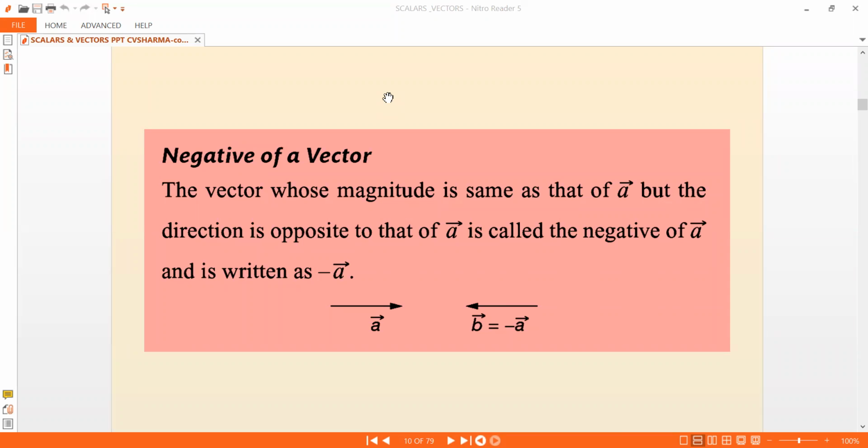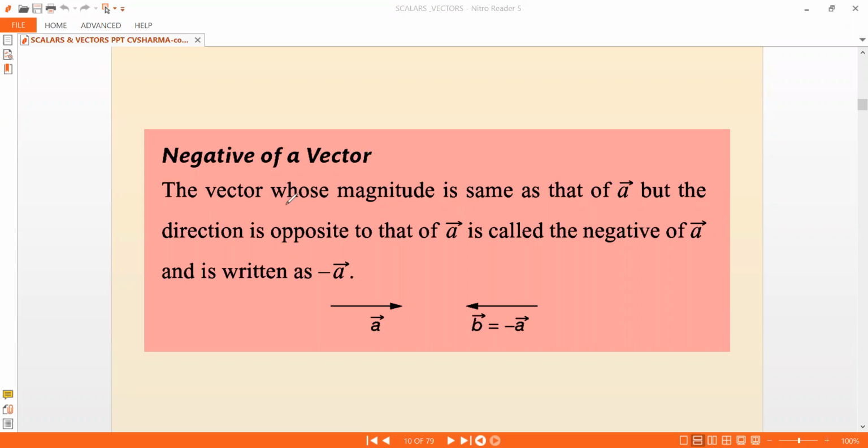Good evening, friends. Today we have the fourth lecture on vectors. Last class I discussed the magnitude of a vector, and the unit vector, which I have discussed extensively. And now we go with the negative of a vector.